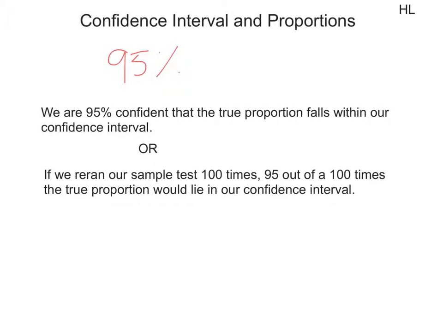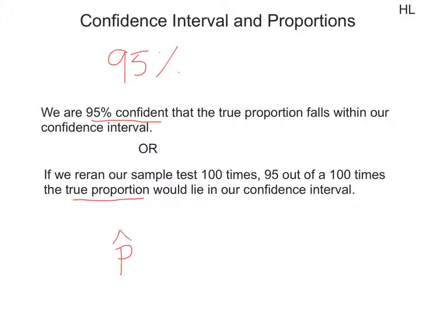If we are looking at proportions of a population, this means that we are 95% confident that the true proportion falls within our confidence interval. Or, if we rerun our sample test 100 times, 95 out of 100 times, the true population would lie in our confidence interval.